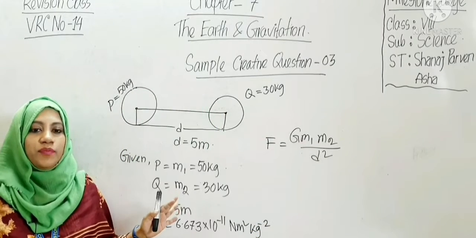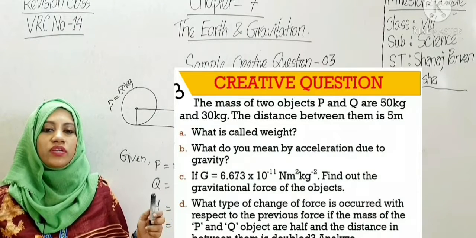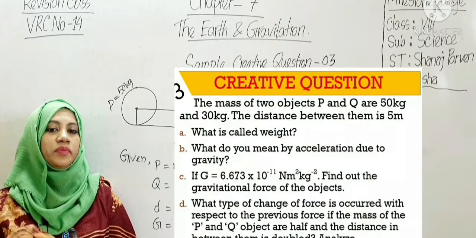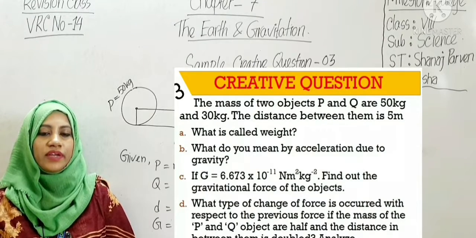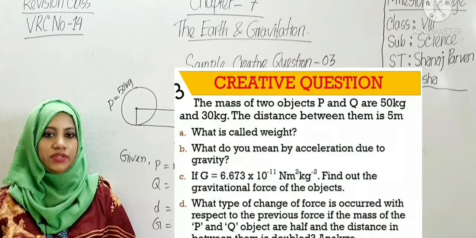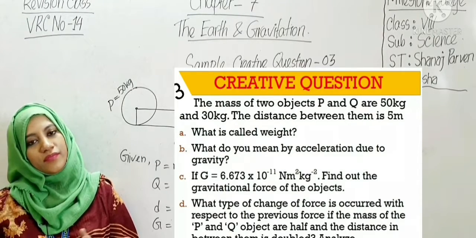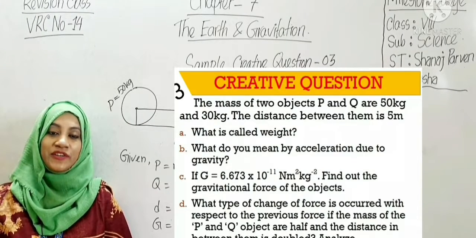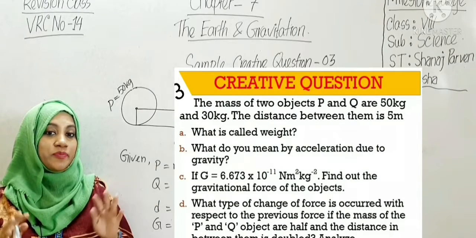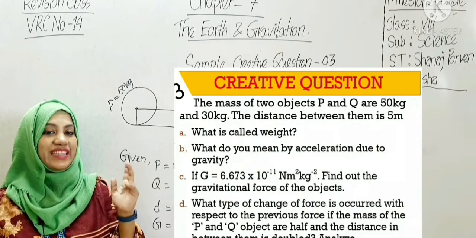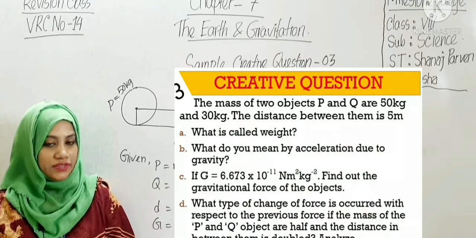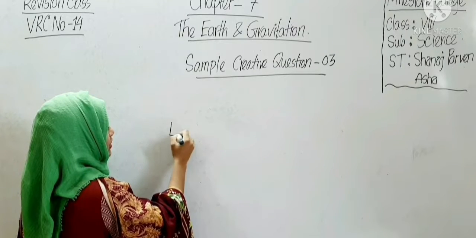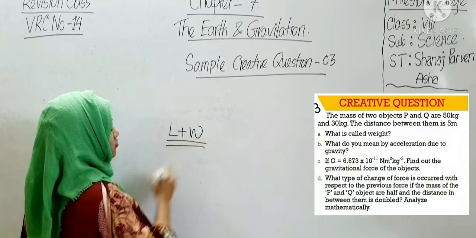Got it? D number, what type of change of force occurs with respect to the previous force if the masses of the P and Q objects are half and the distance between them is double? Analyze mathematically. So, I will not do this one, my dear students. In the previous recorded video class, I have explained very nicely. So, take help from there and do it yourself. Got it? This sample credit question number 3 is your learn plus writing homework.